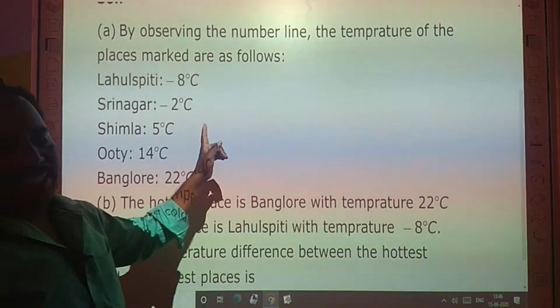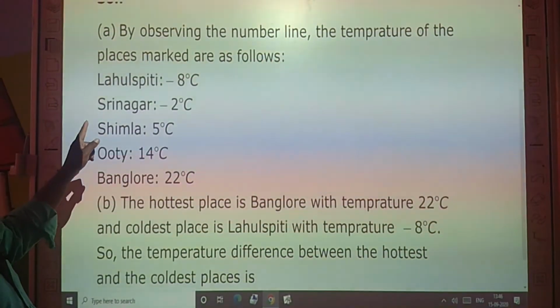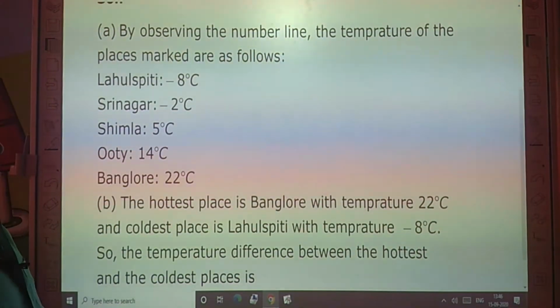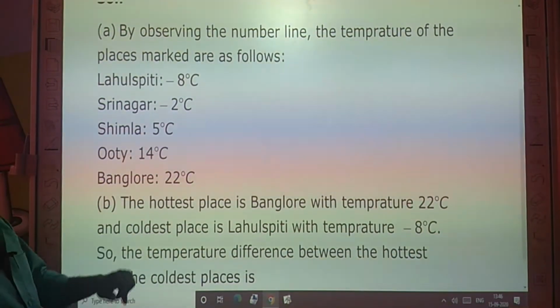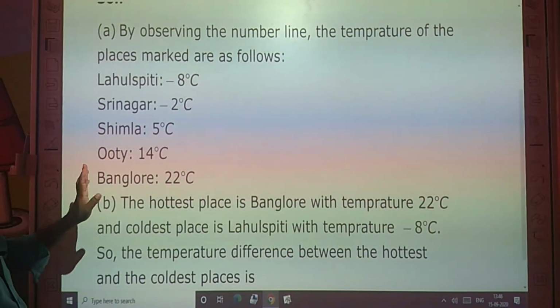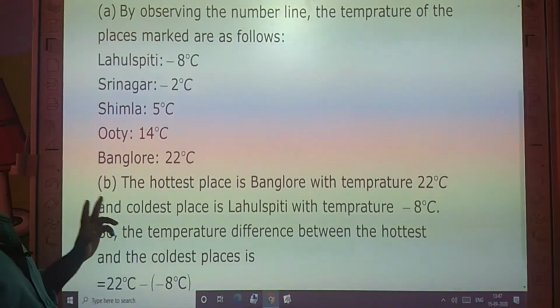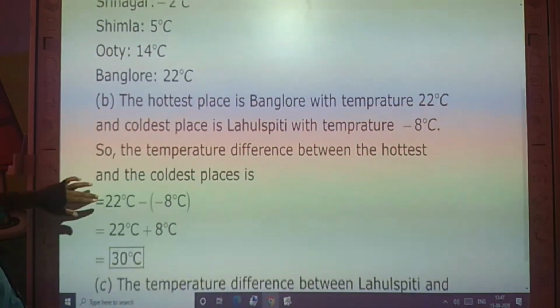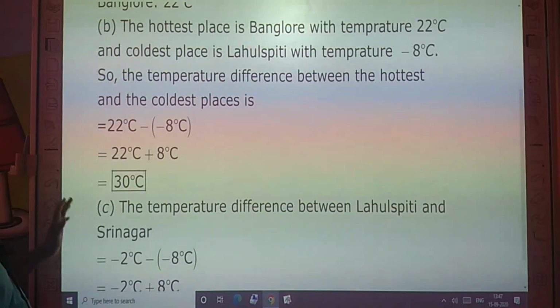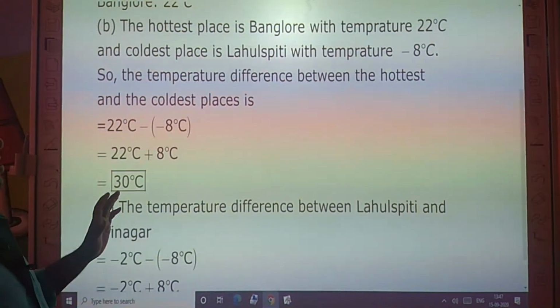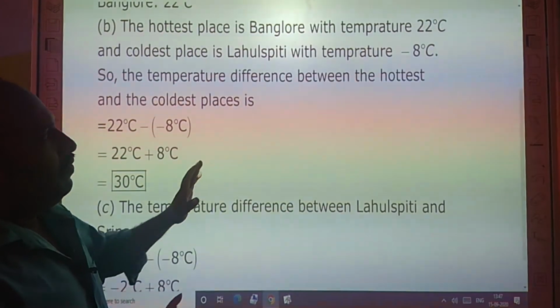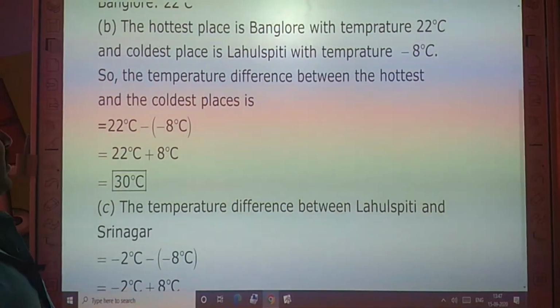Lahore Spiti minus 8 degrees Celsius, Srinagar minus 2 degrees Celsius, Shimla 5 degrees Celsius, Ooty 14 degrees Celsius, Bangalore 22 degrees Celsius. Then the B part: we want the hottest place, which is Bangalore with temperature 22 degrees Celsius.